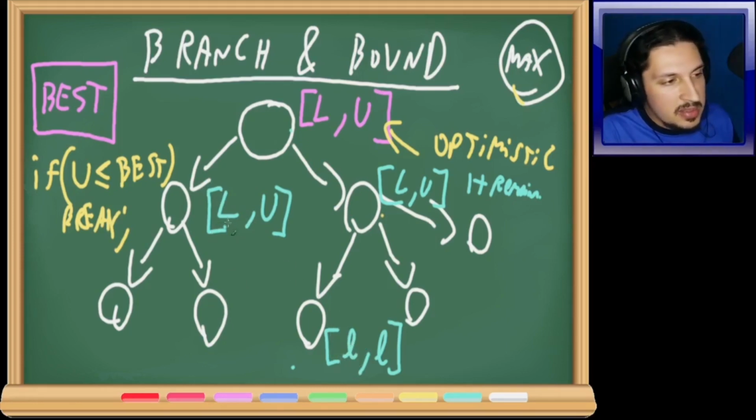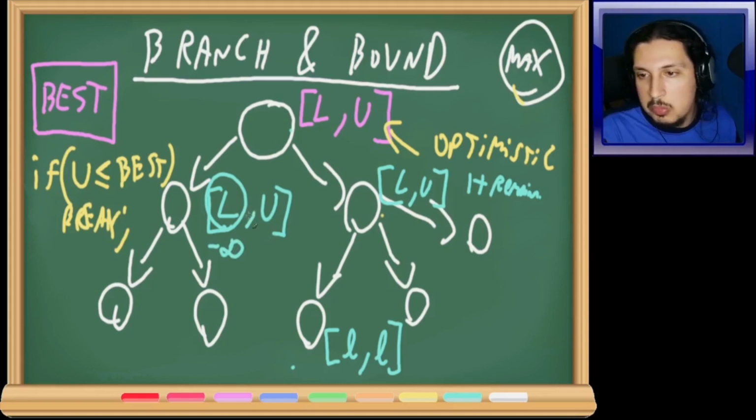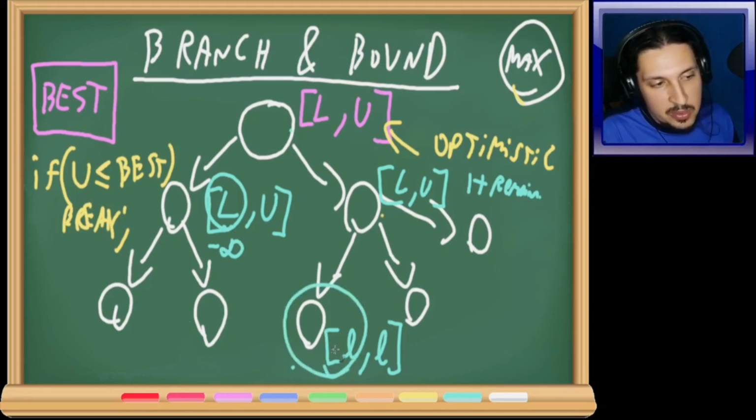In that case, it's the same as if all the L values were minus infinity. So you assume, oh well, solutions that come from this subtree could be very bad. I have no idea. And then when you get to the leaf node, you will find, oh okay, I could make a value of L.